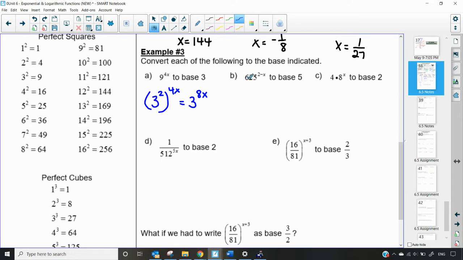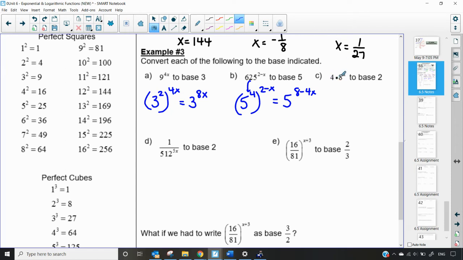The next question is 625 to the exponent 2 minus x, and we want to write that as base 5. So this one has a little bit of guess and check involved. On your calculator, you would play with your numbers and you'd find out that 5 to the 4th equals 625. So we're just rewriting that 625 as a power with base 5. So we've got 5 to the 4th, raised to the exponent 2 minus x. Multiplying that out, we have 5 to the 8 minus 4x.